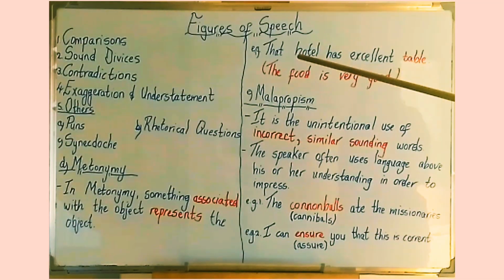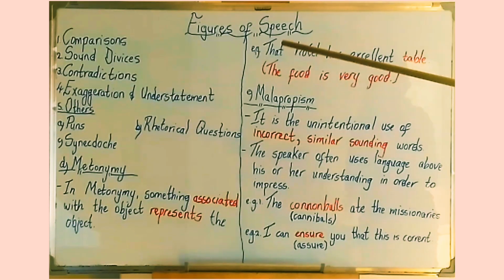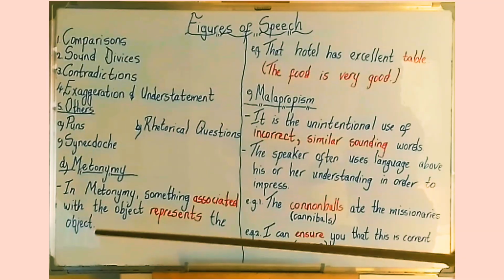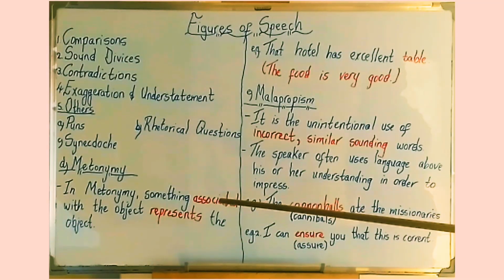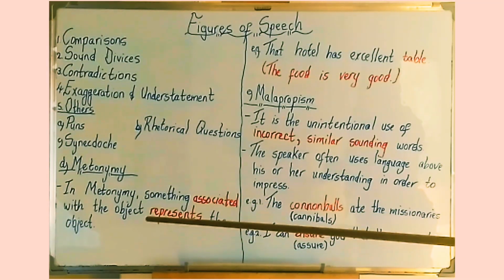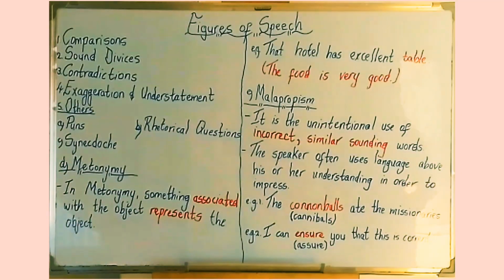It is: that hotel has excellent table. So that hotel has excellent table, and table is in red because it is an object which is associated with another object and it represents it. So which object does table represent? This means the food is very good. So basically table represents food.